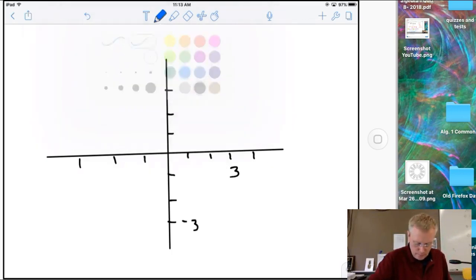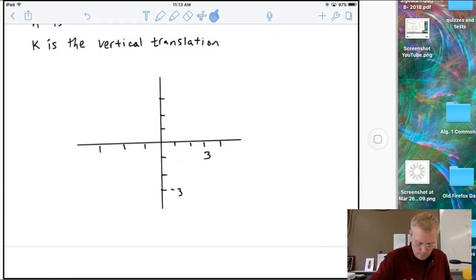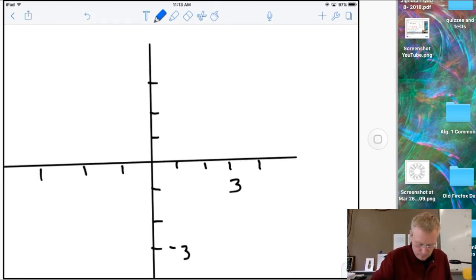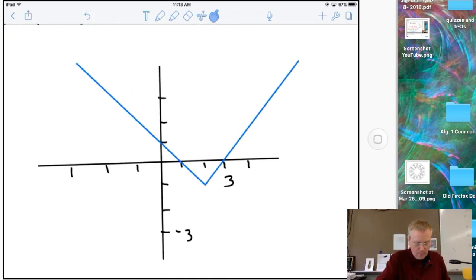And I had this graph over here. I put it like that, and I asked you, what's the equation of that absolute value? Could you tell me? I know it may not be quite perfect, but we should be able to do this pretty well.